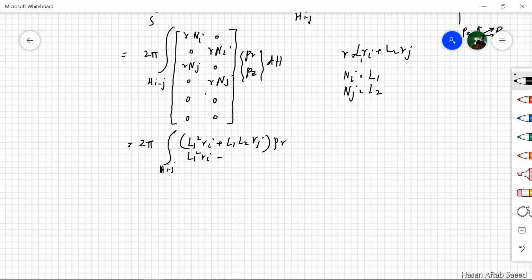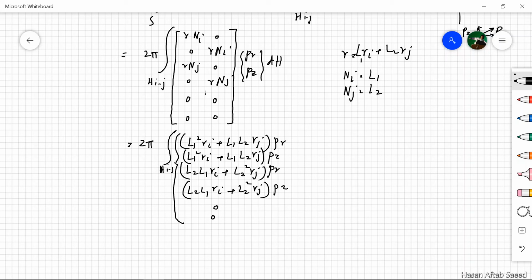L1 square Ri plus L1 L2 Rj, Pz, L2 L1 Ri plus L2 square Rj, Pr, L2 L1 Ri plus L2 square Rj, Pz, 0, 0, and you have then dh here.